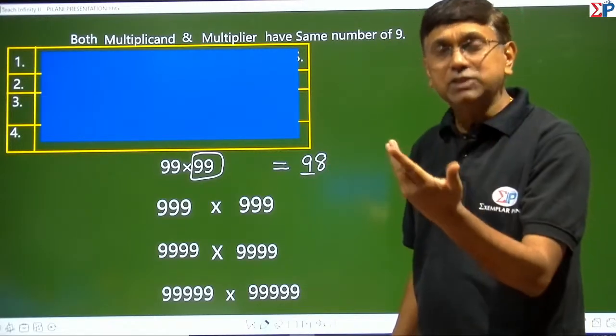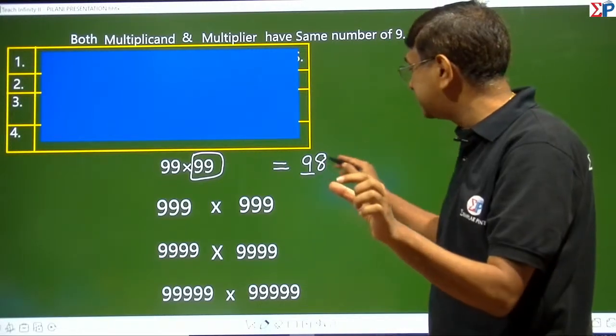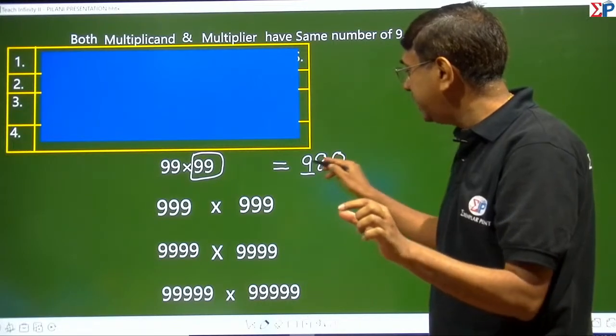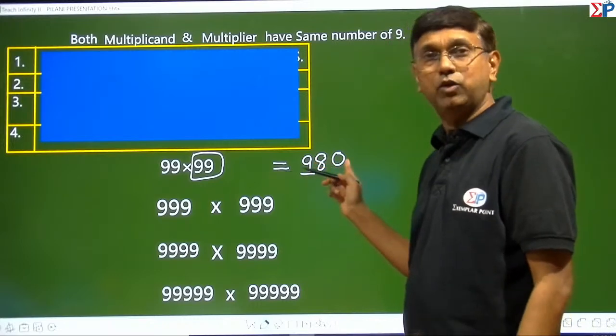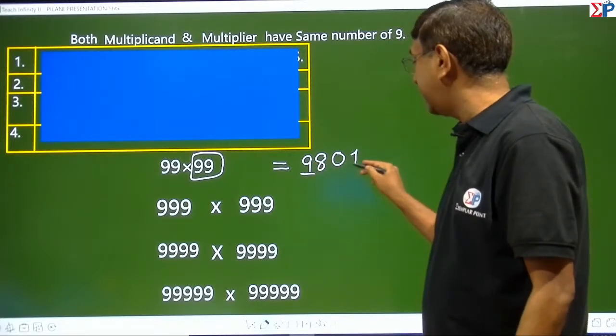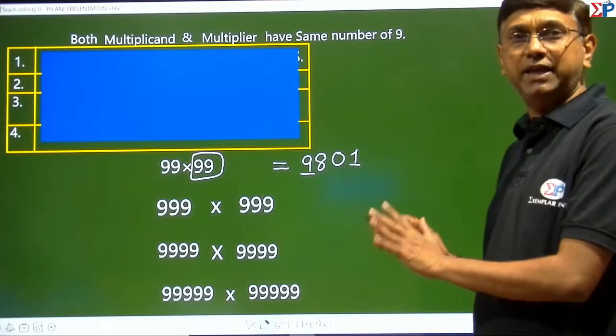The number of 9s which you get in the RHS will be the same as the zeros. So as many 9s as come, that many 0s will come. Since there is only one 9 on the right, you will have one 0 and it will always end with 1. So the simple answer is 9801.